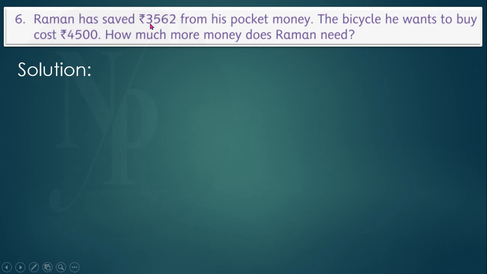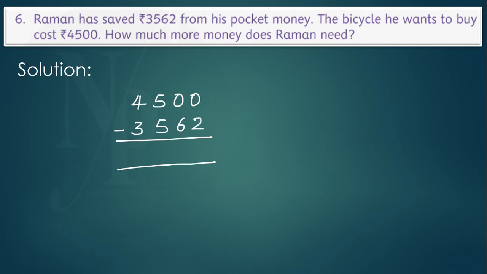We need to subtract 3562 from 4500 to find how much money still Raman need to purchase the bicycle. Let us do that now. So let us write down 4500 and below that 3562, and we need to subtract this.